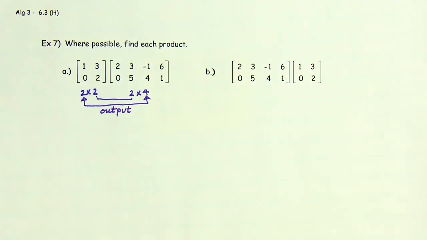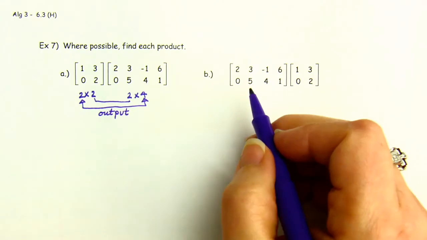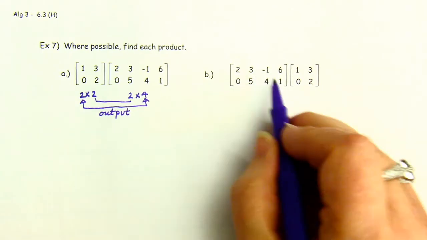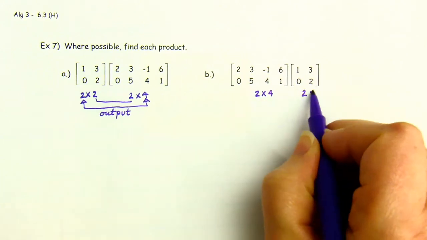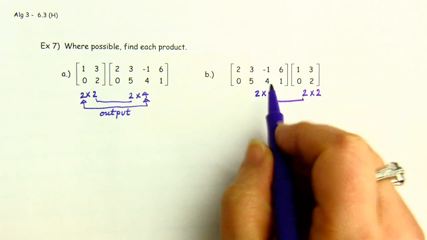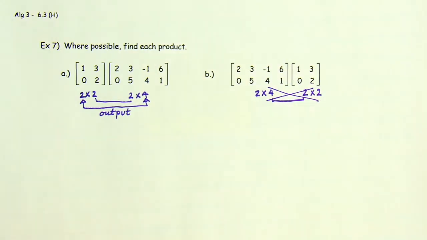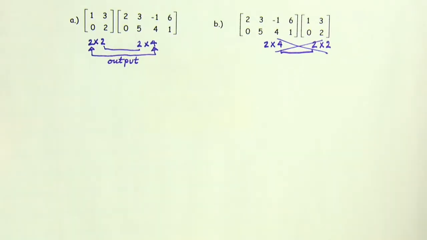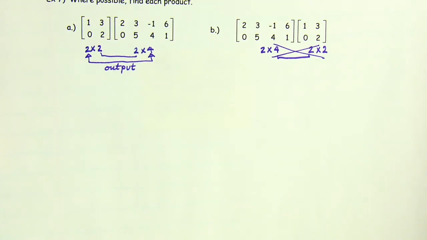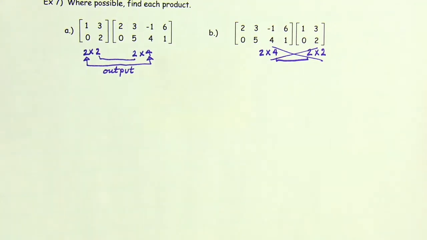Let's check the second one, part B. This is a 2 by 4. This matrix is a 2 by 2. Now notice these do not match. So when they do not match, you cannot multiply them. So I'm not worried about part B here at all. That's impossible. So all I'm going to do is worry about and focus on my part A multiplication matrix. Now I know the output is a 2 by 4. This is 2 rows and 4 columns.